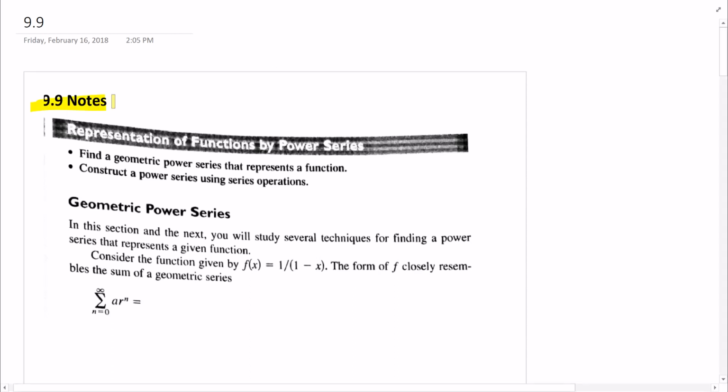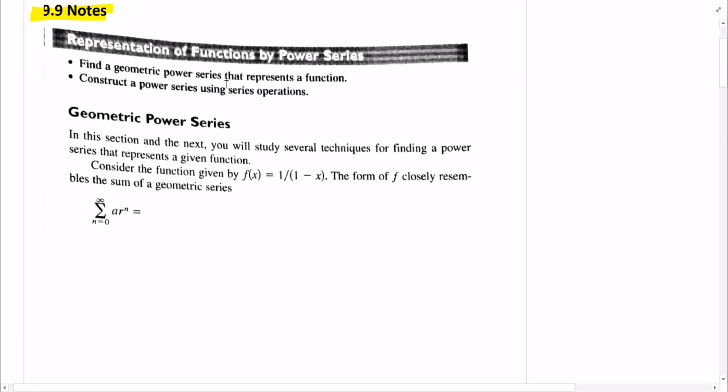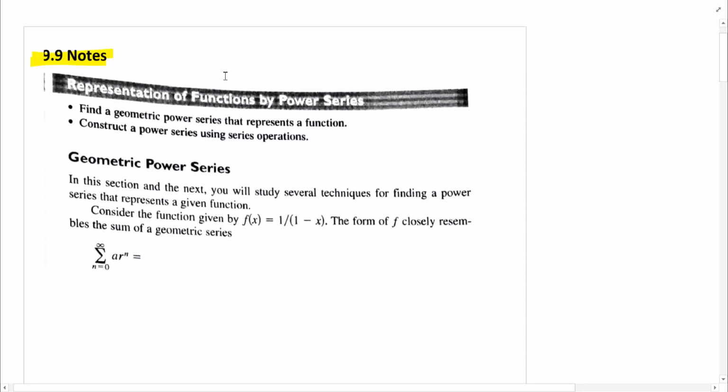Everybody, we are on 9.9. We are almost done with our series, infinite series, Taylor series, all that stuff. Or we can move on and start learning some different things. Today we're learning about how to find a geometric power series and then use those and some other special properties to construct other power series that represent functions.